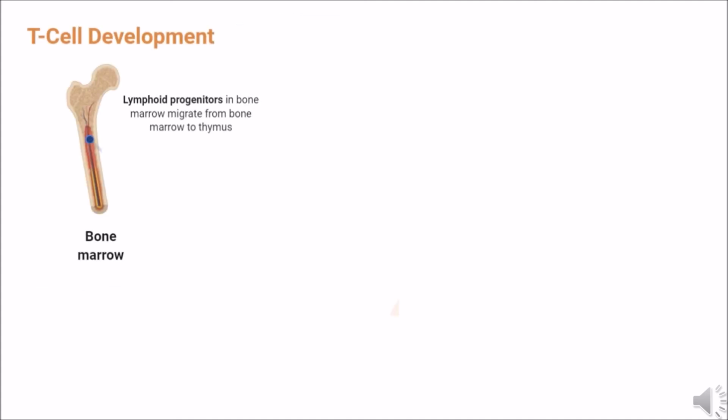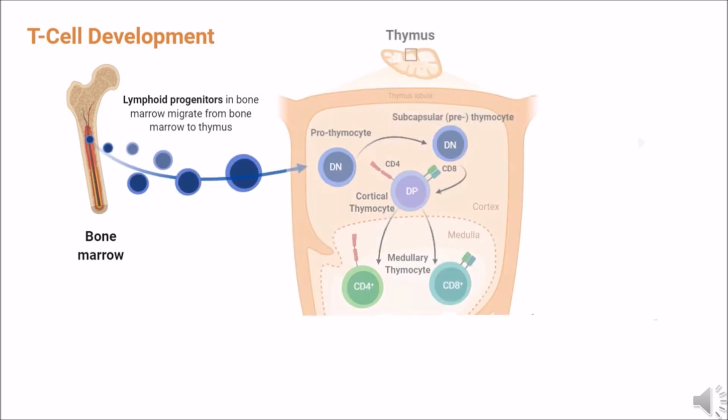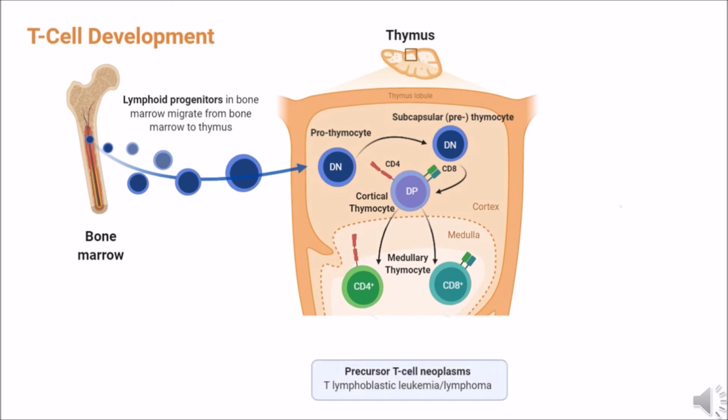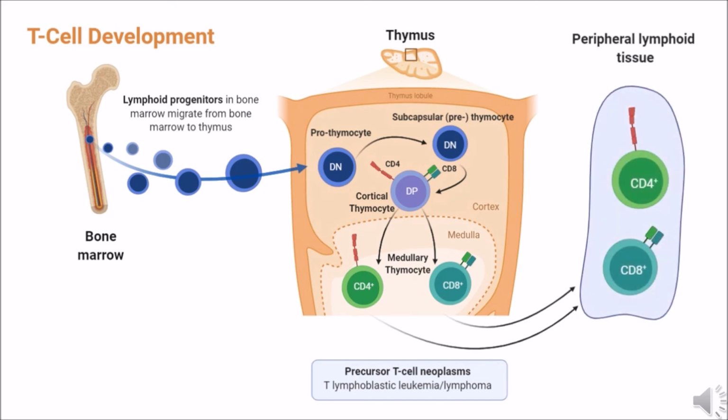T-cell development starts in the bone marrow with the lymphoid progenitor cell, which then circulates and colonizes the thymus. T lymphoblastic leukemia lymphoma develops at this stage, which is why T-ALL often presents as a thymic or mediastinal soft tissue mass. Mature T cells are then released into circulation to colonize peripheral lymphoid tissue. Anaplastic large cell lymphoma and adult T-cell leukemia lymphoma develop in peripheral tissues.